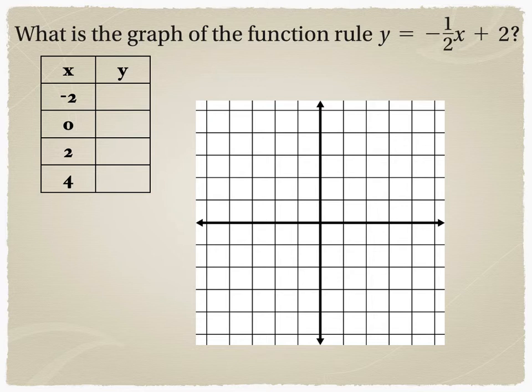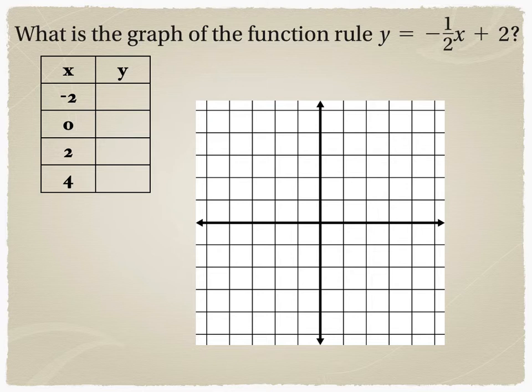A couple of little tips or rules to choose your input values or your x values. First of all, you always want to make it as easy on yourself as you can. So if you notice, I'm multiplying your x by -1/2. That's the same as dividing by 2. So I've just chosen even numbers so that my outputs will still be whole numbers.